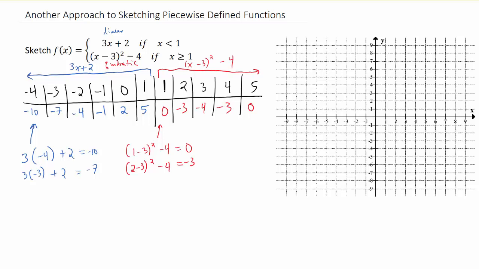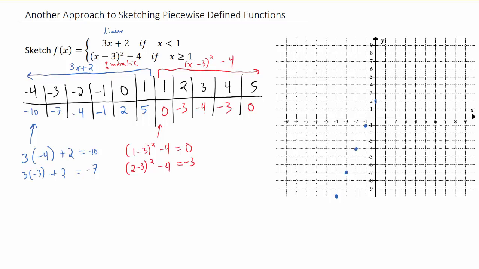I have -4, 10. I have -3, -7. -2, I'm plotting these points wrong. Let's try that again. I have -4, -10. Got to be careful of the signs here. -3, -7. -2, -4. -1, -1, 0, 2, and then 1, 5.